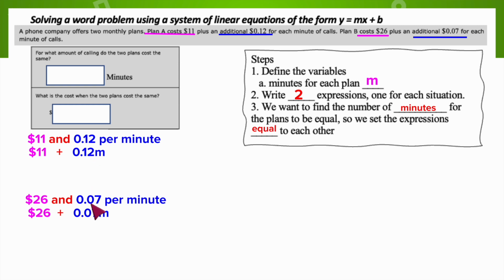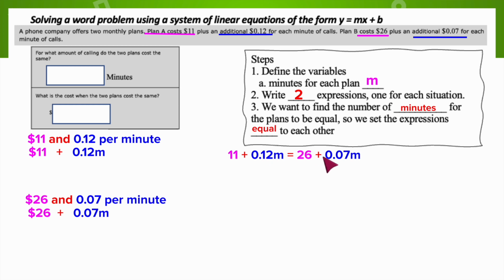But if I'm going to be talking a whole lot, and I'm going to use a lot of minutes, I may want to go with the higher plan. It starts higher, but it's a lot less per minute. So it all just depends on what I'm going to go with there. Okay, so let's go ahead and set the 2 equal to each other, because I want to know when these 2 plans will be the same amount.